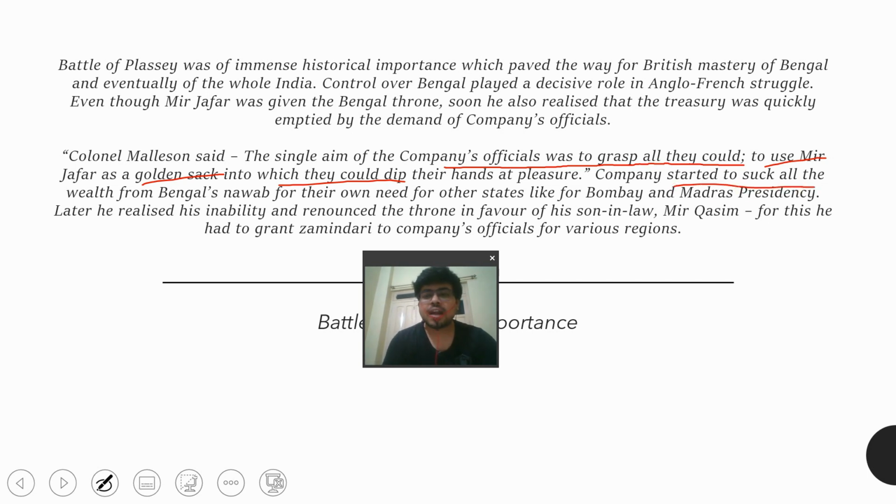The company started to suck all the wealth from the Nawab of Bengal for their own needs, for their presidencies like Bombay and Madras.